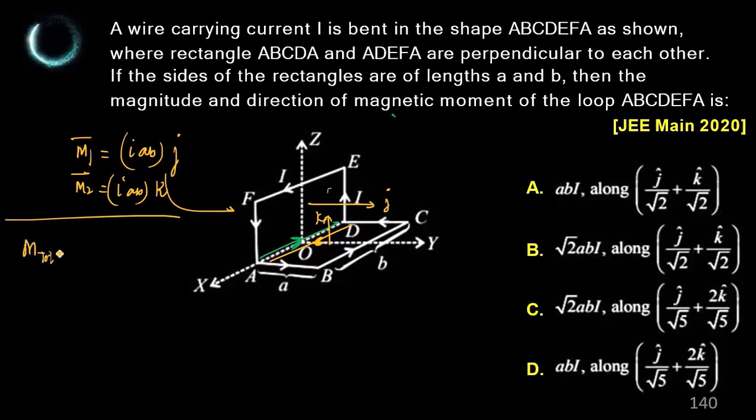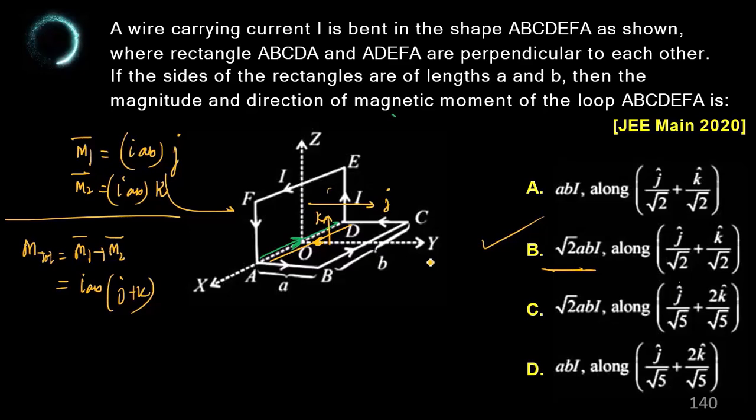M total should be equal to M1 vector plus M2 vector. That means IAB take common J plus K. So unit vector should be J plus K by root 2, মানে either এই দুটো ঠিক আছে। Mod is how much, IAB root 2, so root 2. So option B is the correct one.